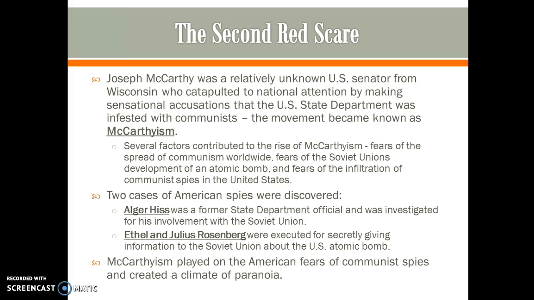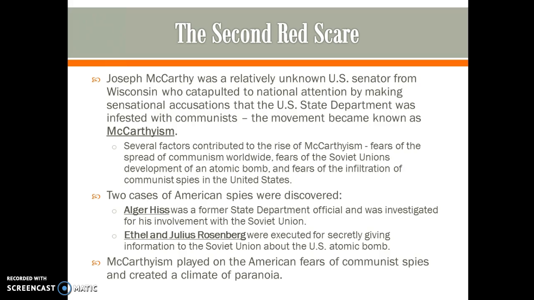Several factors contributed to the rise of McCarthyism. The American public was extremely fearful of communism, considering it to be a violent and totalitarian-like government. There were also fears that the Soviet Union was developing an atomic bomb. In addition, this moved fears even further that there was an infiltration of communist spies in the United States.